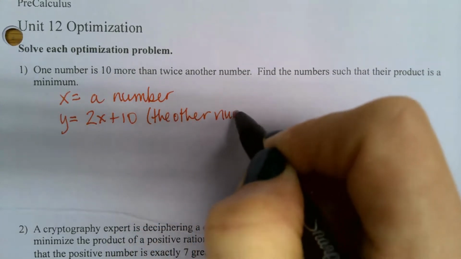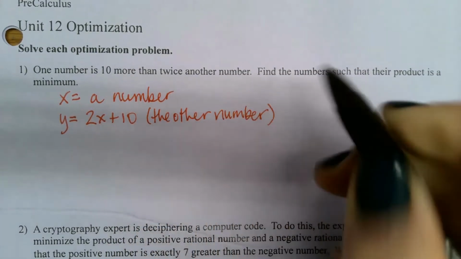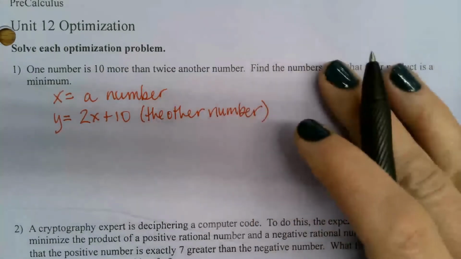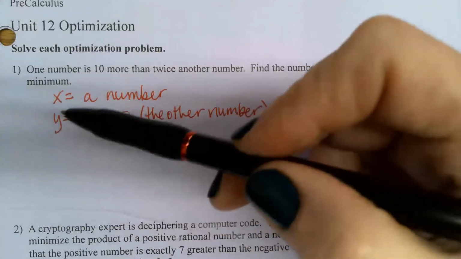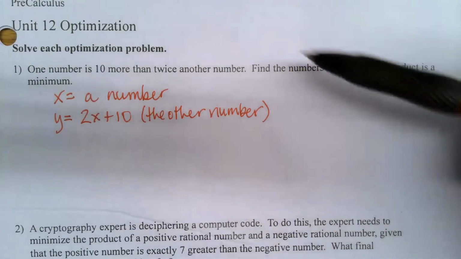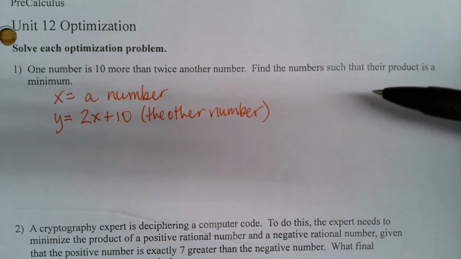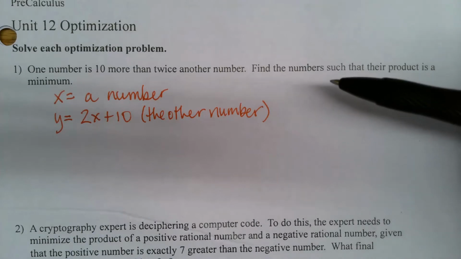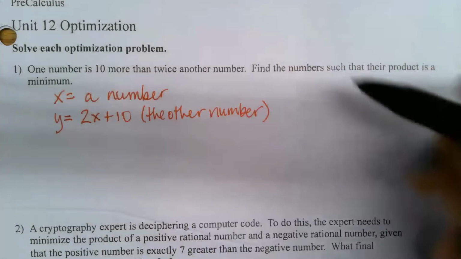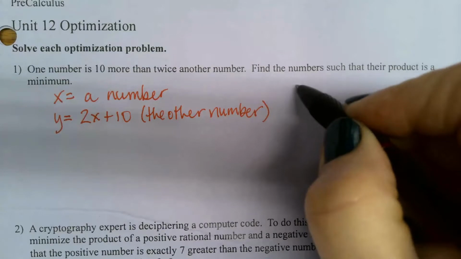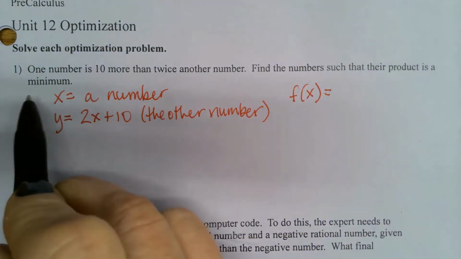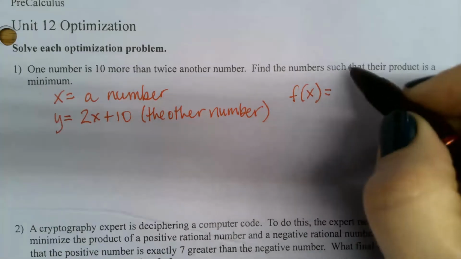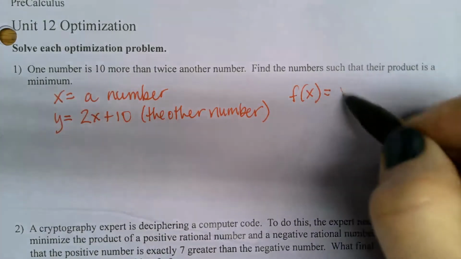Now, it really doesn't matter which one I call X and Y. I'm just putting in place values for these kinds of things. So now I need to figure out what my X and Y are. I have these two numbers. I need to figure out what my X and Y are so that they have a minimum product. Well, product means, and the function that I'm looking at, I'm going to call my function that I'm trying to minimize in this situation is going to be the product of X and Y, so X times Y.